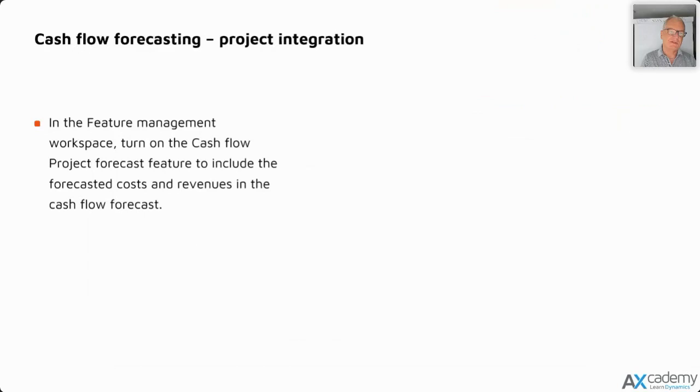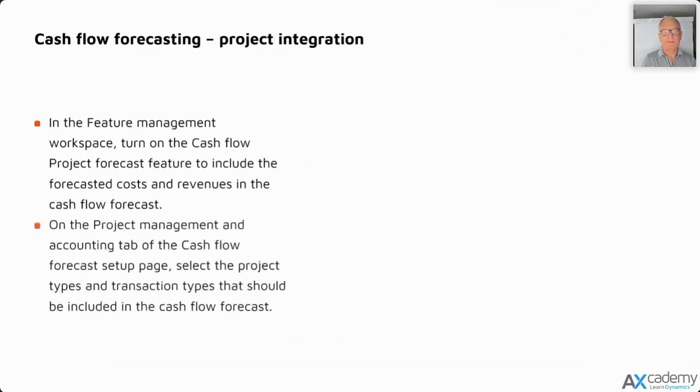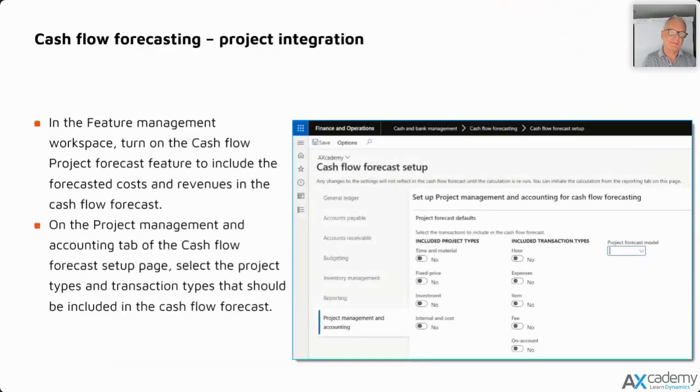So what you need to do is get to feature management and switch on the cash flow forecasting and the project integration. That was a new topic, sorry. In the cash flow forecasting project integration, in order to make this work, you have to get to feature management and then switch this on. And that means you can now include projected cost and revenues in the cash flow forecast.